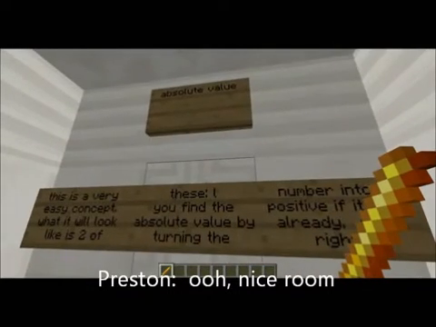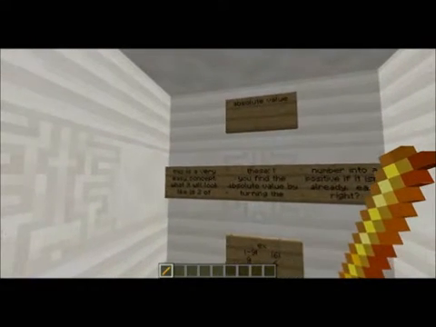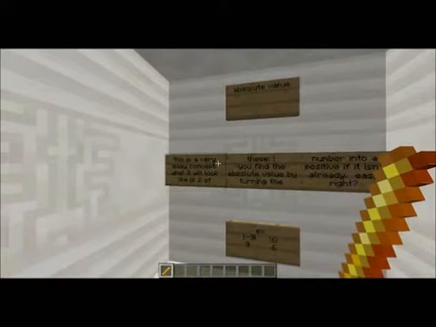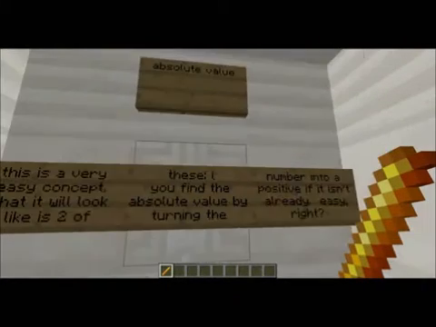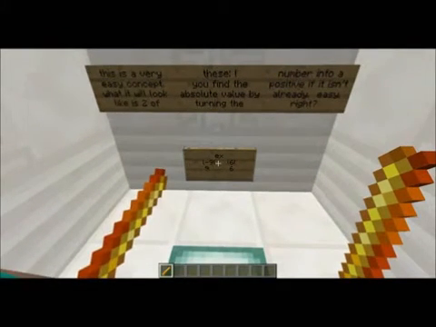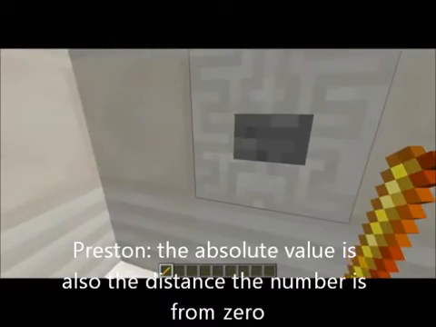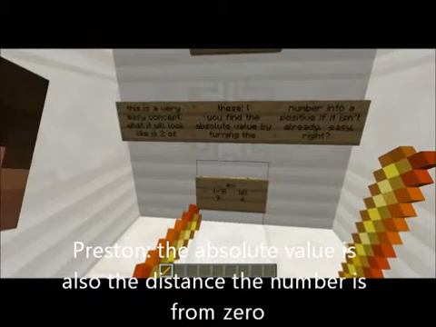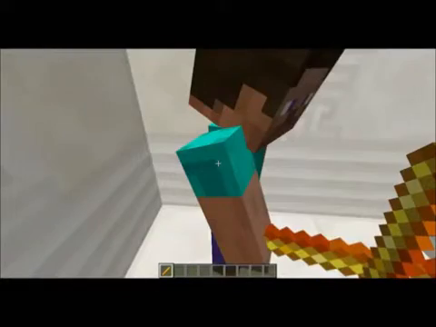Oh, nice room. Thanks. So absolute value is an extremely easy concept. It's what it'll look like if you find two lines enclosing a number. You find the absolute value by turning the number into a positive, if it isn't already. Super easy, right? Example here is negative 9 just turns into 9, and 6 just turns into 6. The absolute value is just the distance from 0 that the number is, by the way. Yeah, that's another way of explaining it.